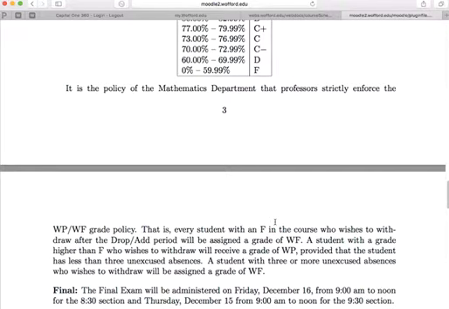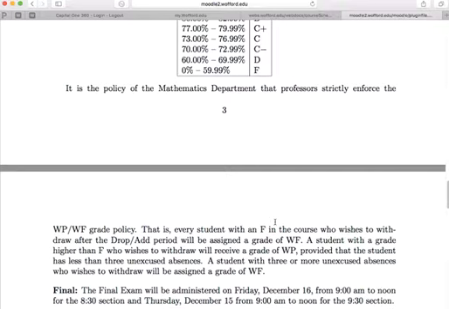So that's a good thing, right? You don't want that to count. And it can be replaced if you take the class and pass the class later on, then that WP is replaced. However, if you are failing the class and you'd like to withdraw, then you are assigned a grade of WF. And WF means withdrawal failing, and it does count as an F towards your GPA. And that's not a good thing. That's not what you want. Right? So the mathematics department strictly enforces that distinction.